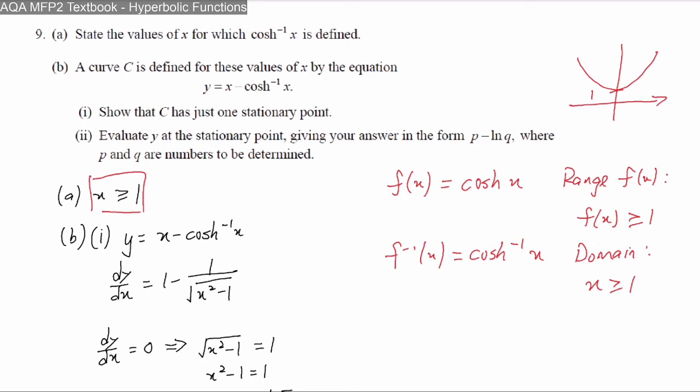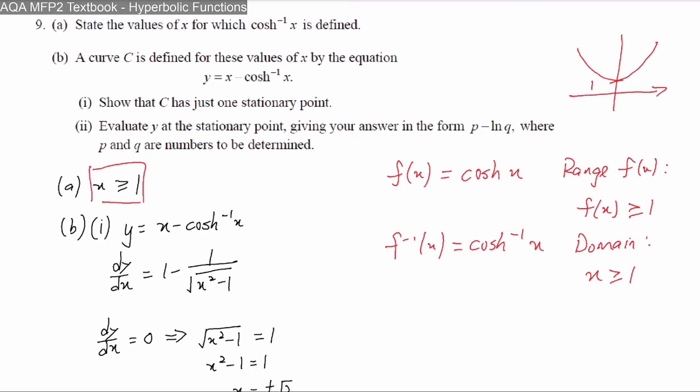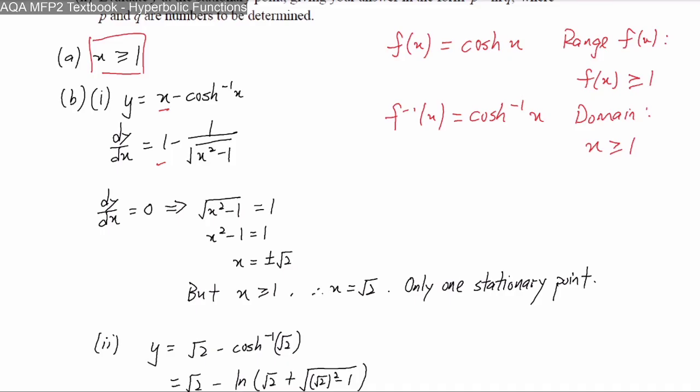Part B, a curve C is defined for these values of x. In this equation, x will only take values greater or equals to 1. So y equals x minus arc cos x. The first part is to show that C has only one stationary point. For this one, we are going to differentiate. Differentiating x, we get 1. Differentiating arc cos x is not difficult. In fact, we can just quote this from the formula list. It is already given, we don't even have to memorize it.